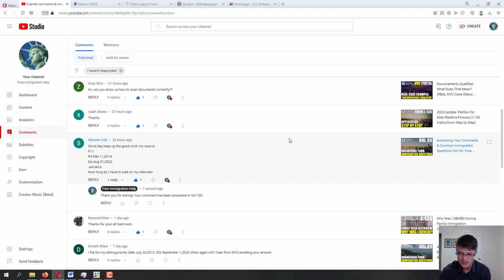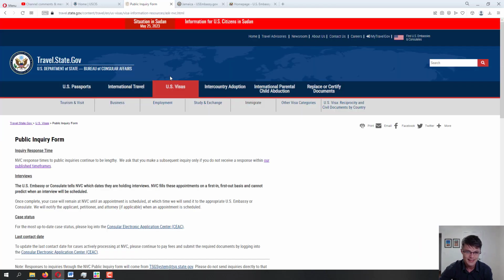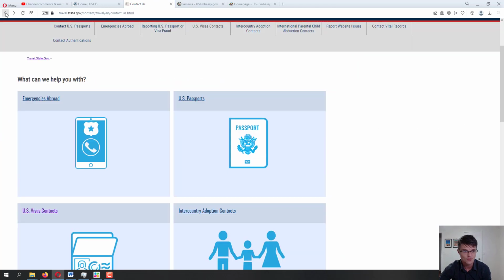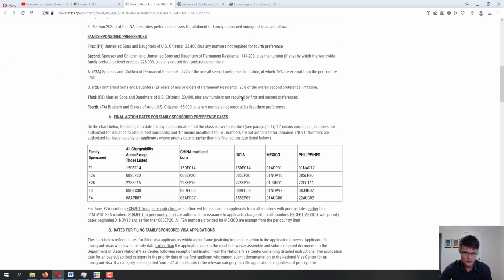Let's take a look. We're dealing with the F4 preference category. It is the preference category that takes the longest: the siblings of U.S. citizens. You wouldn't think that somebody who's related to a U.S. citizen would be waiting for so long, but yes, we are for sure. Let's go back to the visa bulletin, and we're going to take a look.